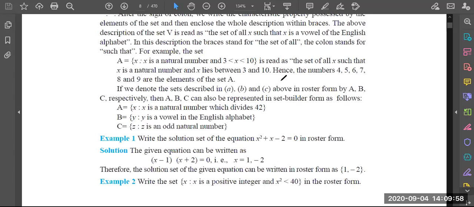Second one, right? The set x, where x is a positive integer and x square is less than 40, in roster form. I hope all of you understood this concept. We have just discussed one example. I did the opposite, right? Yes, Kushagra, very good. Everyone, please try this. So here you have to write this set builder form in roster form. Yes, Dhruv, very good.